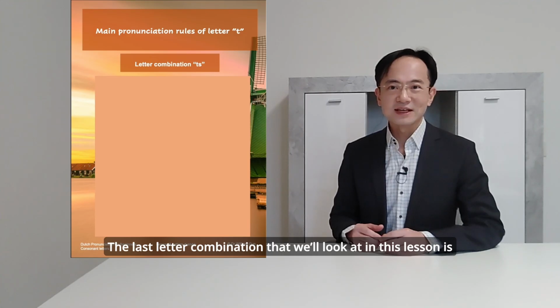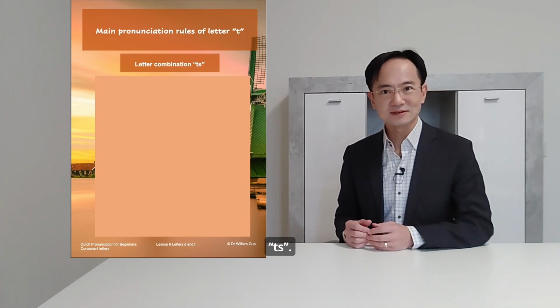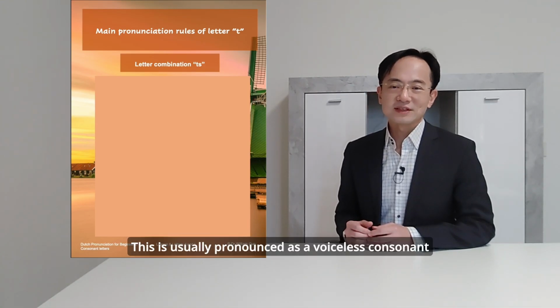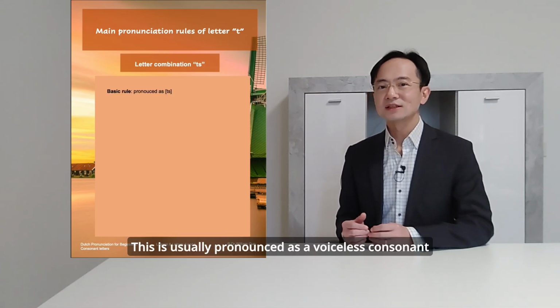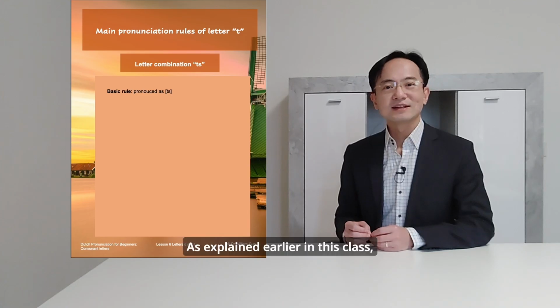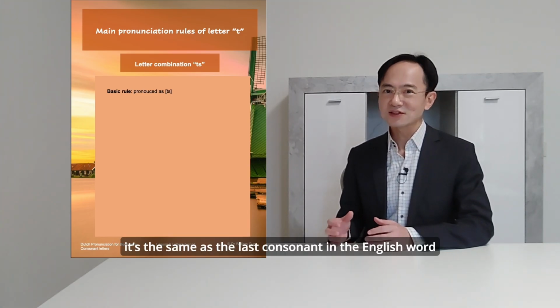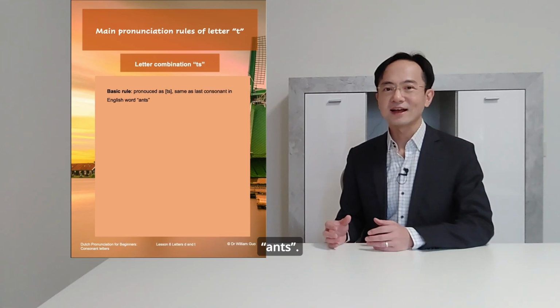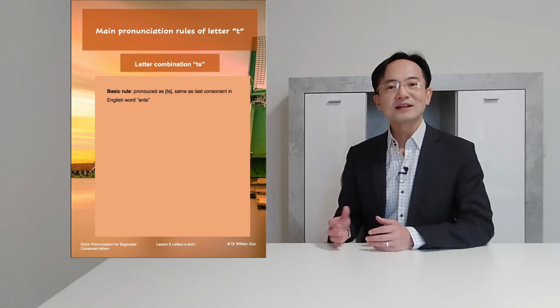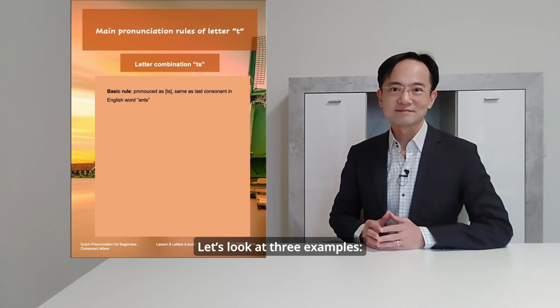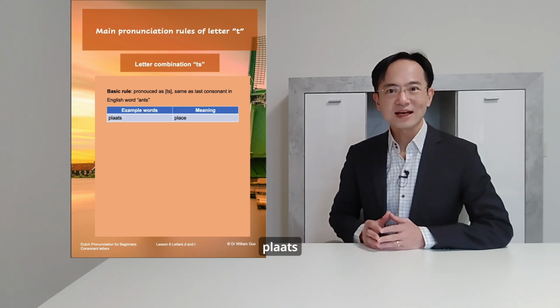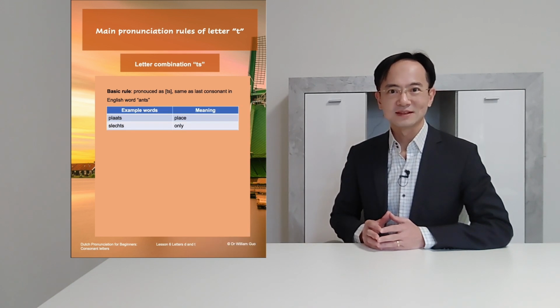The last letter combination that we'll look at in this lesson is ts. This is usually pronounced as a voiceless consonant ts. As explained earlier in this class, it's the same as the last consonant in the English word ants. Let's look at 3 examples. Plaats, slechts, toets.